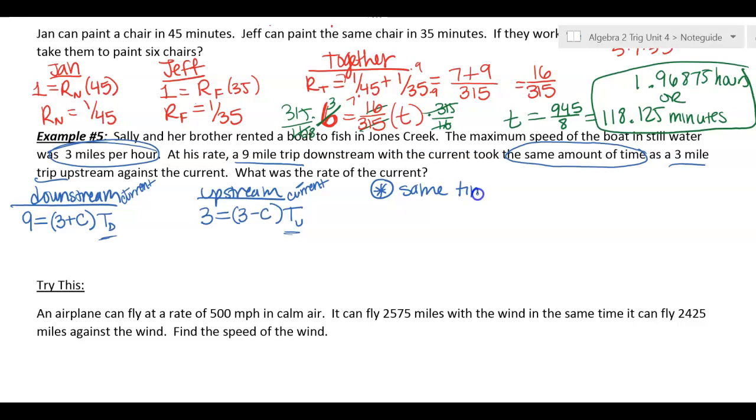So if the trips took the same amount of time, that means the time to go downstream is equal to the time to go upstream. And so I can actually solve this equation for the time to go downstream and just kind of rewrite it. And same for the one about going upstream. And now I can set those quantities equal to each other since those times are equal to each other.